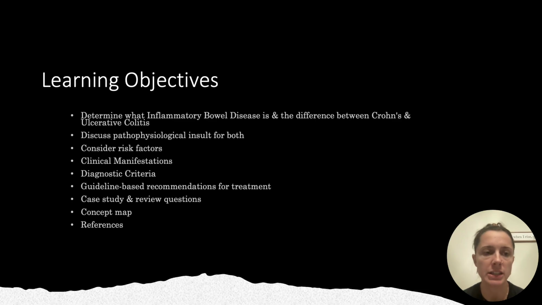So for learning objectives, we're going to determine what inflammatory bowel disease is and the difference between Crohn's and ulcerative colitis. We'll discuss the pathophysiological insult for both, consider risk factors, discuss clinical manifestations and diagnostic criteria, also go over guideline-based recommendations for treatment, and then I also have a case study and review questions, and then a concept map and references at the end.